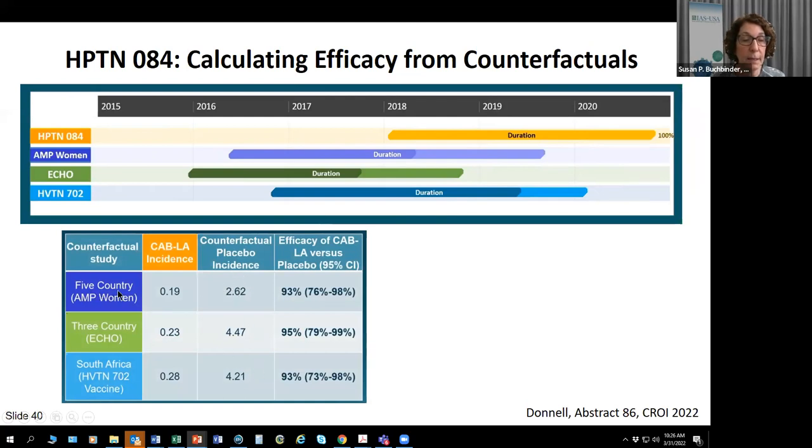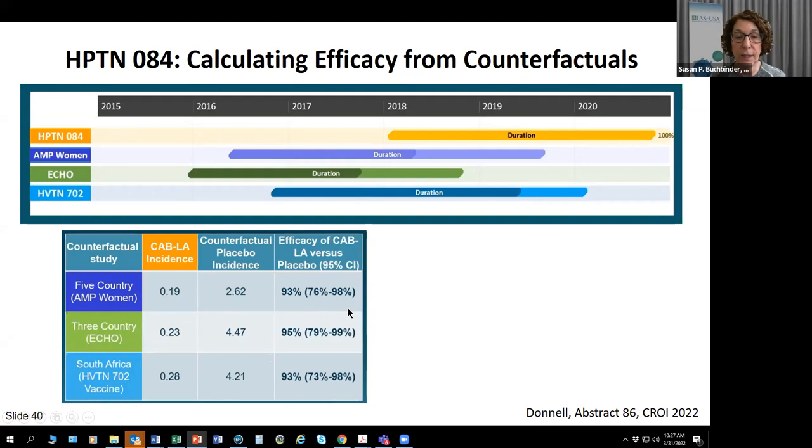And if you had limited the HPTN-084 study of CAB-LA to just those countries that participated in these other 3 efficacy trials, what would the efficacy have been if you had compared the rate of infection in the CAB-LA arm versus the placebo arm in these other studies?